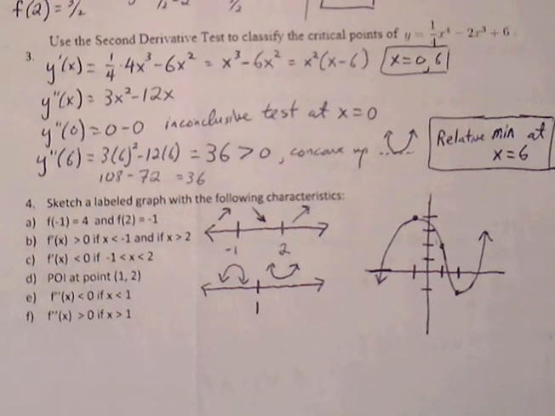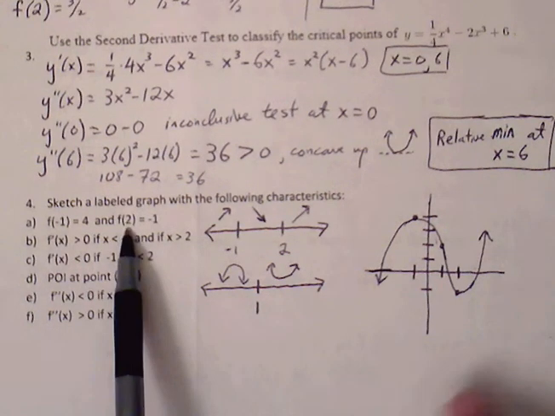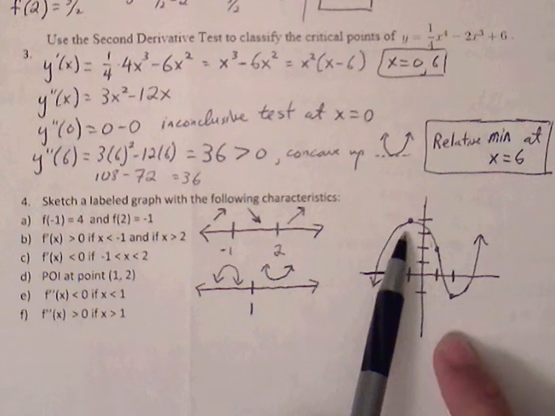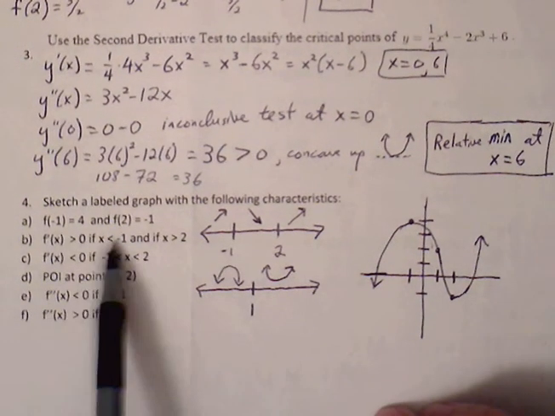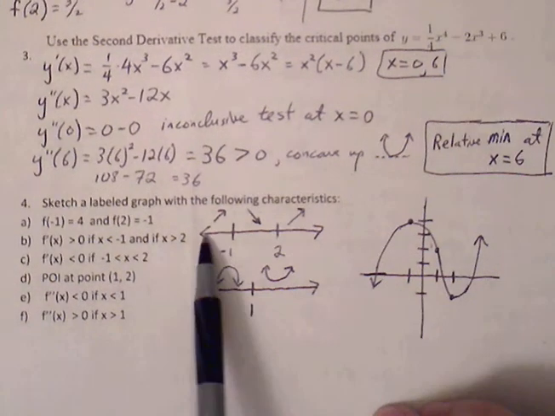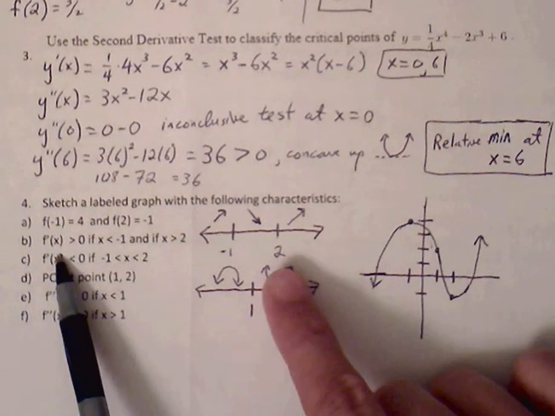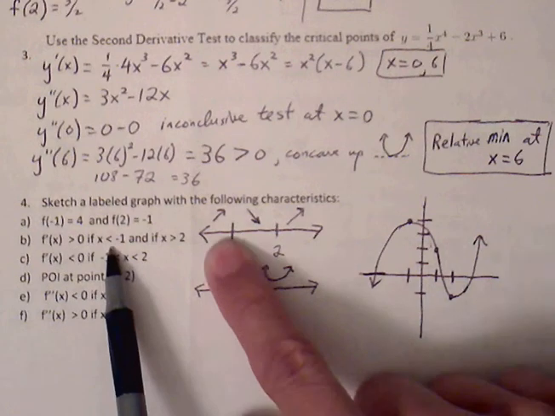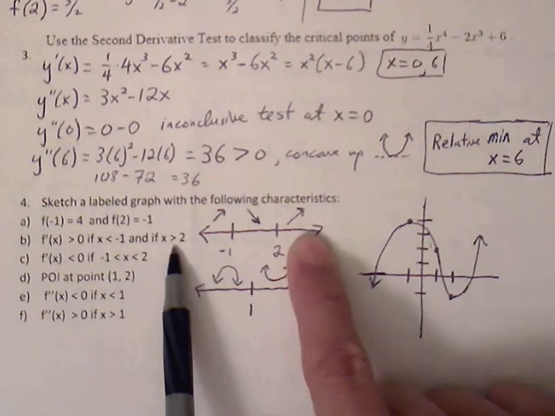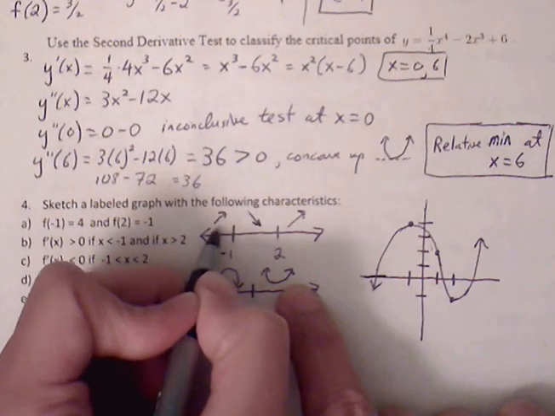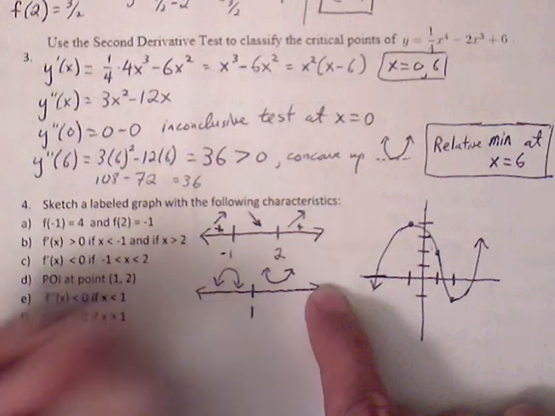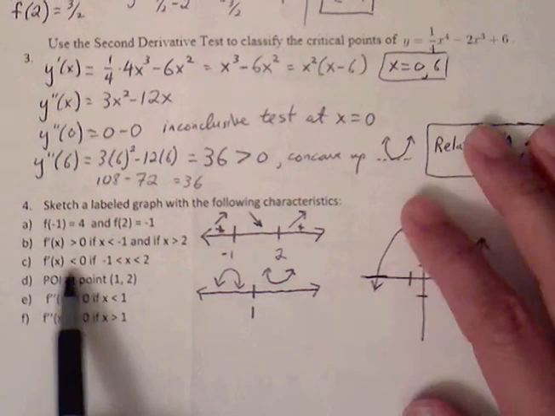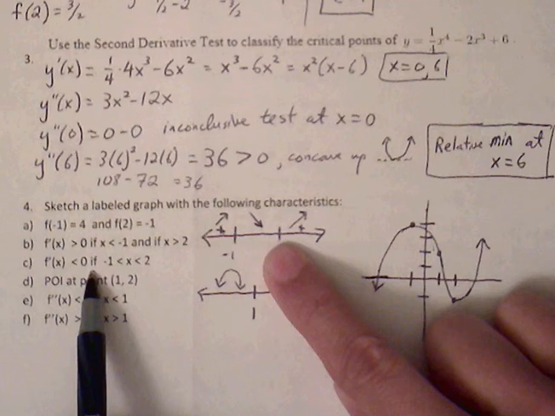Okay, number 4, sketch a labeled graph with the following characteristics. We have ordered pairs here, so I'm going to go ahead and plot them at (-1, 4) and at (2, -1). We have information about the first derivative function, so I'll make a sign line there. Positive slope to the left of -1 and to the right of 2, so f prime is positive there. And then negative slope, f prime is less than 0, between -1 and 2.